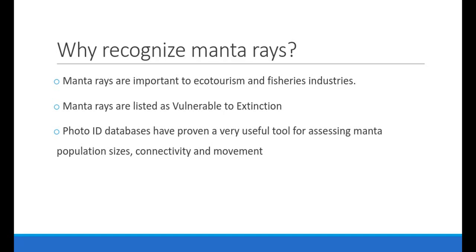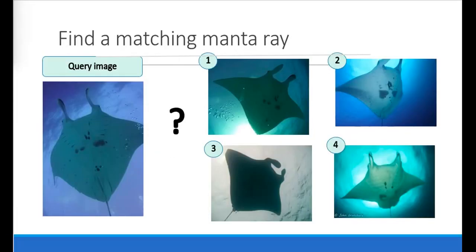And photo ID databases have proven a very useful tool for assessing population sizes, connectivity, and movement. Currently, in Asia-Pacific region, marine biologists do the identification manually because current software have constraints on image qualities and pose of animal in the image. This is especially true for images coming from citizen scientists. They're really hard to identify with the current software. The marine biologists have decision trees that help them to narrow down the list of possible matches for visual inspection.